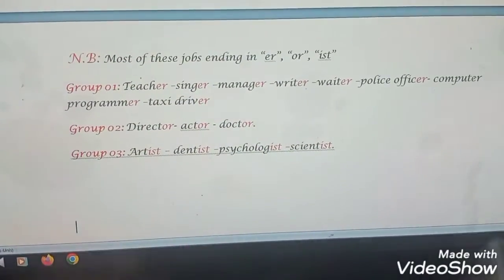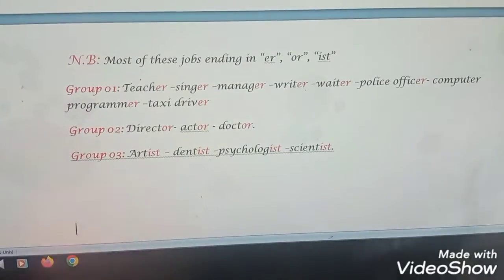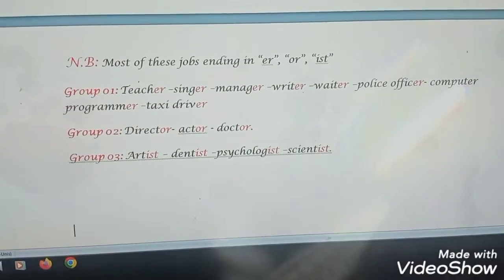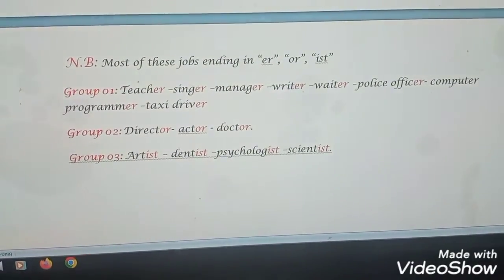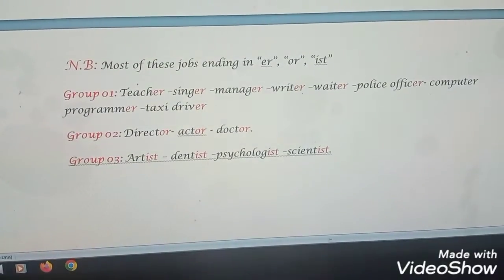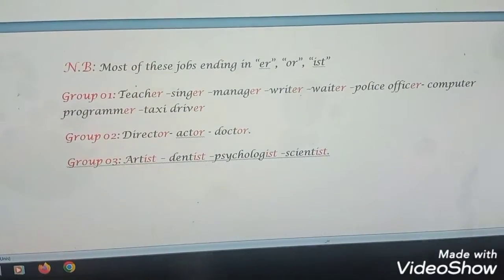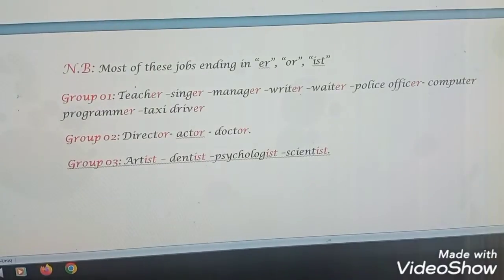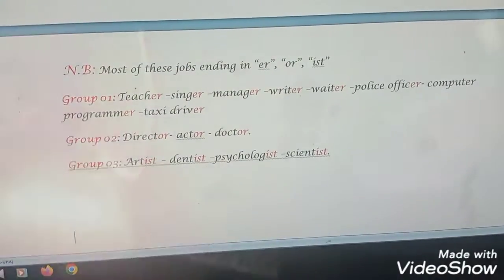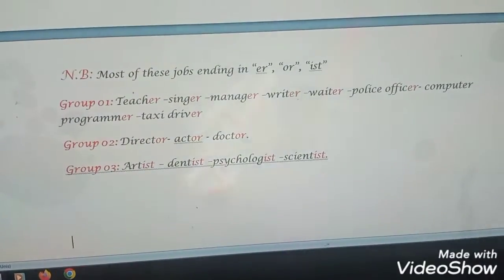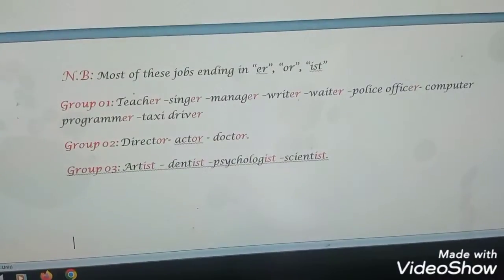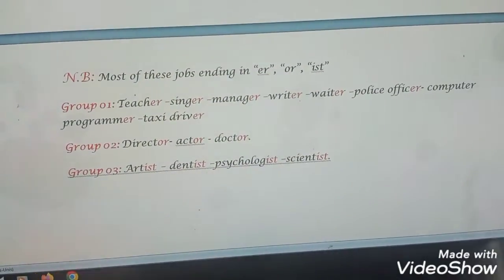Group 1, for example, repeat after me: teacher, singer, manager, writer, waiter, police officer, computer programmer and taxi driver. Group 2: director, actor and doctor. And group number 3: artist, dentist, psychologist and scientist. Psychologist اللي هو أخصائي نفسي and scientist اللي هو عالم.